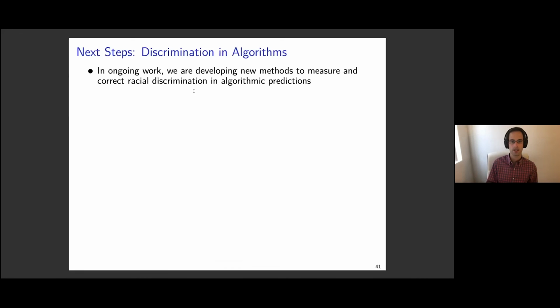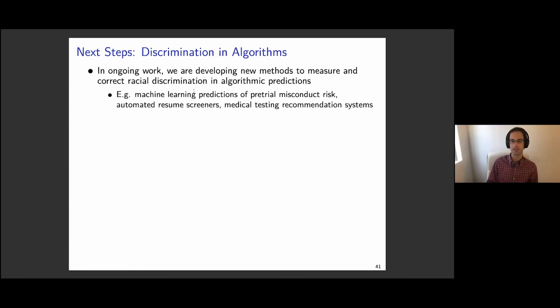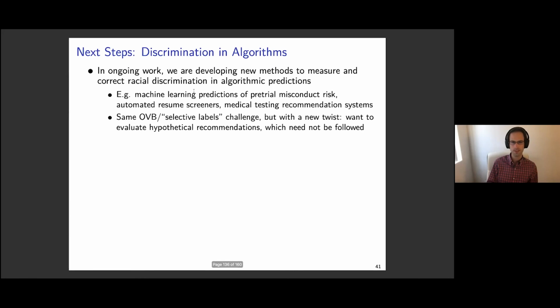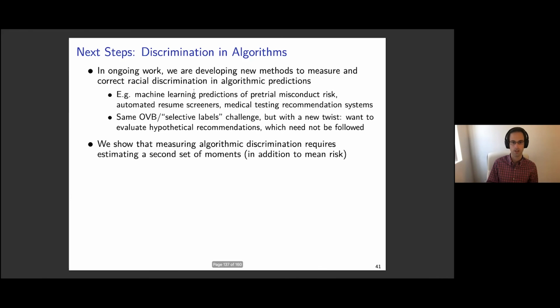All right. So in the ongoing work, we are developing new methods, as I've alluded to, in order to measure and correct racial discrimination in algorithmic predictions. Machine learning predictions of pretrial misconduct and resume screening recommendations have the exact same omitted variable bias and selective label challenge, because you don't see individuals' outcomes if they're not hired. You don't see their outcomes if they're not given the loan. So in ongoing work, we're going to show that measuring algorithmic discrimination requires estimating more moments, but once you estimate those, you can again estimate algorithmic discrimination.